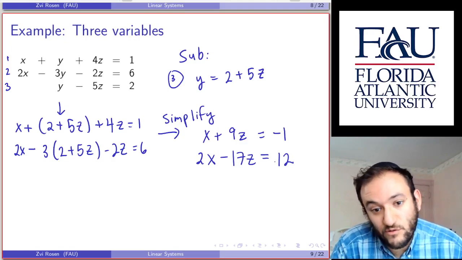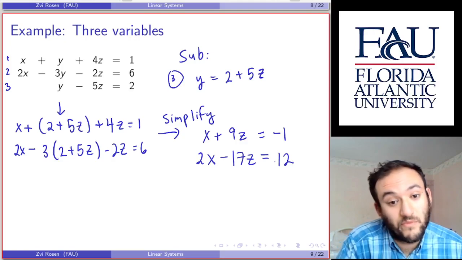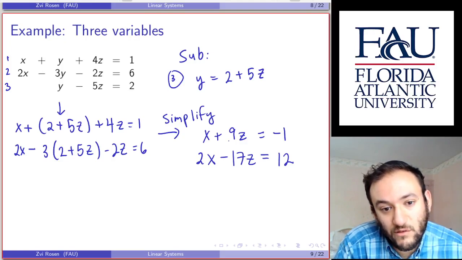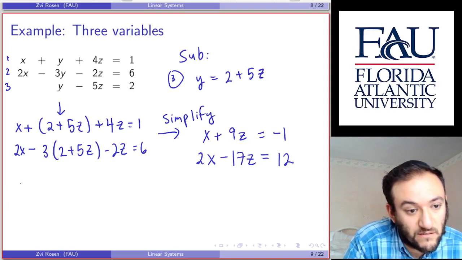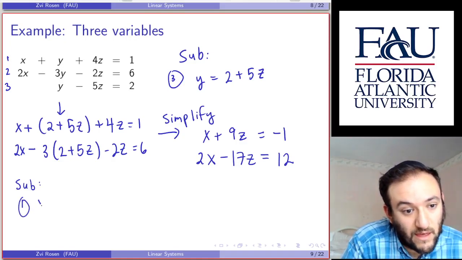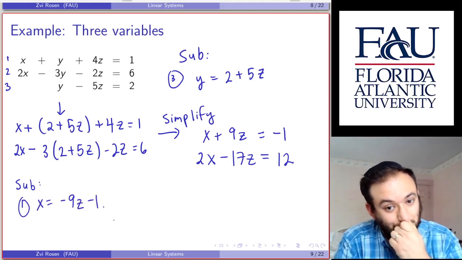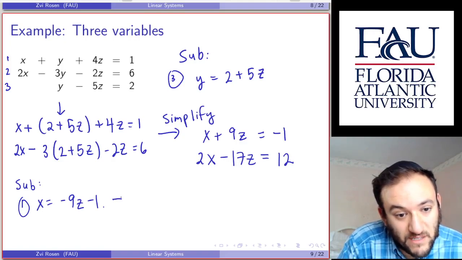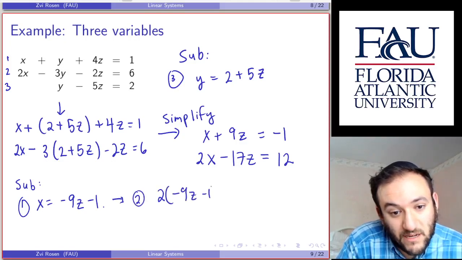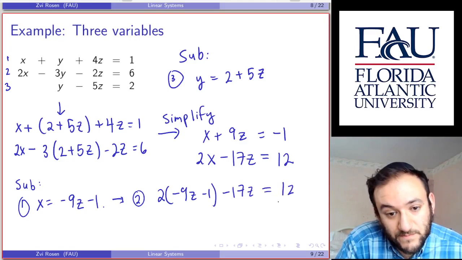And so we can use the same tools that we did in the last problem. I'm going to sub in using x from the first equation. So let's do a substitution. From equation 1, we have x equals minus 9z minus 1. And we sub this into equation 2, which gives us 2 times minus 9z minus 1 minus 17z equals 12.